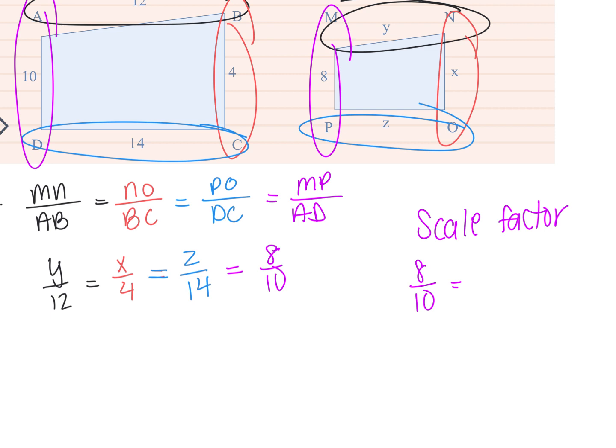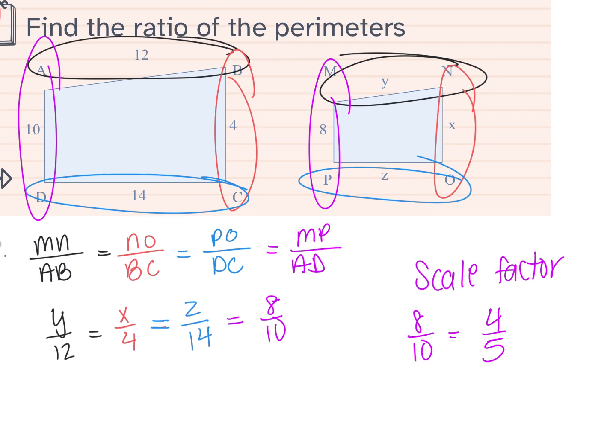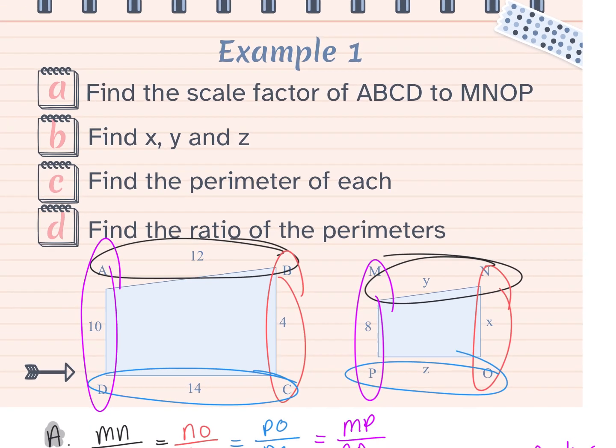2/5? No, I think it's not 2. It's 4 over 5. So my scale factor is 4 over 5. That's going to be the scale factor that I'm using to solve for everything, because everything is proportional using my scale factor. So I found the scale factor. That was A. A said find the scale factor.